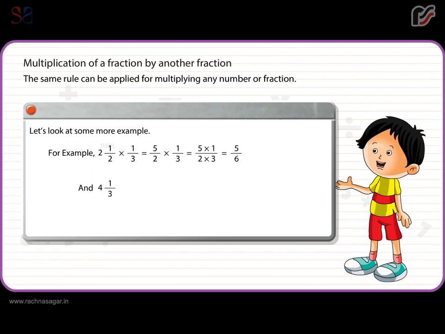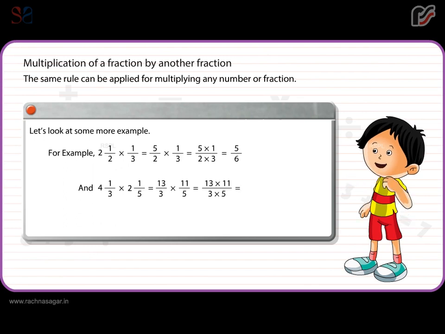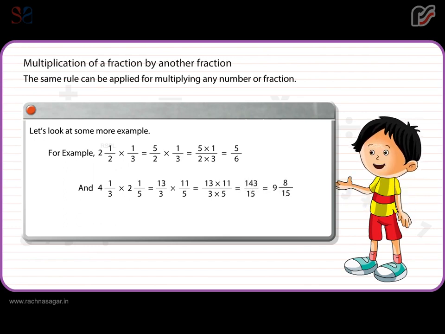4 1/3 multiplied by 2 1/5 is equal to 13/3 multiplied by 11/5, which is equal to 13 multiplied by 11 whole divided by 3 multiplied by 5, which is equal to 143/15, which is equal to 9 8/15.